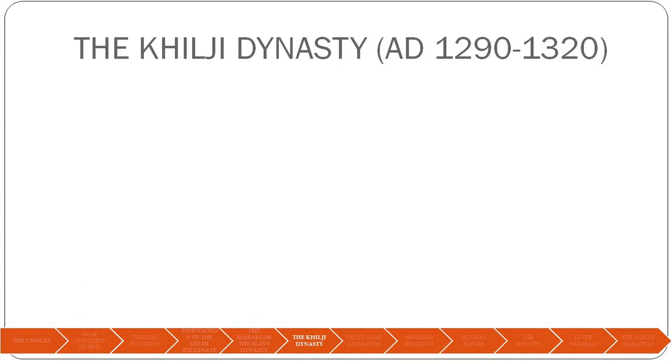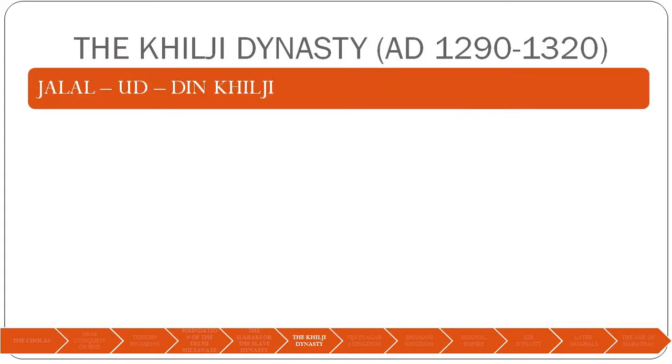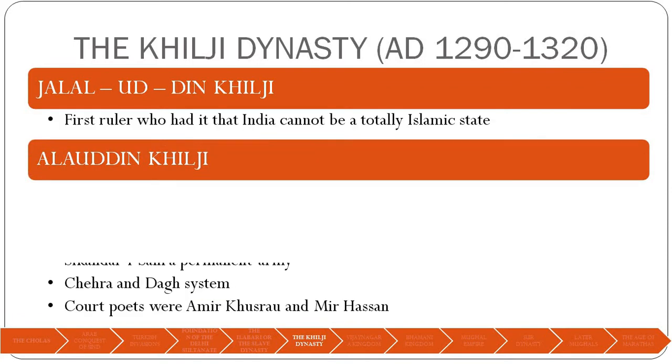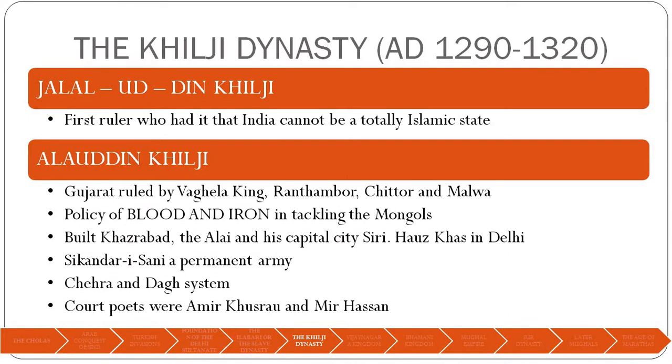Jalal-ud-Din Firoz Khilji was the first ruler who held that India cannot be a totally Islamic state. And then came Alauddin Khilji. His conquests were Gujarat, ruled by the Waghela king, Ranthambore, Chittor and Malwa, and later the southern areas, mainly by Malik Kafur. Alauddin adopted a policy of blood and iron in tackling the Mongols.